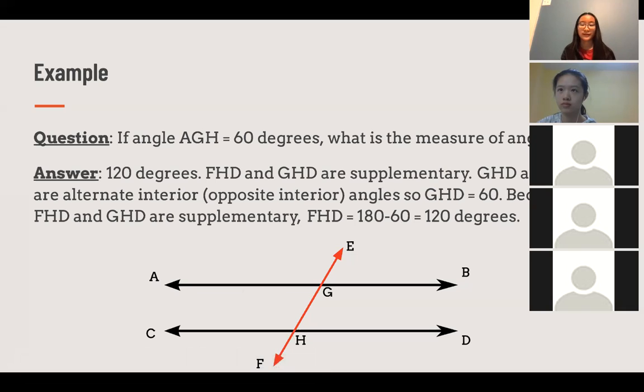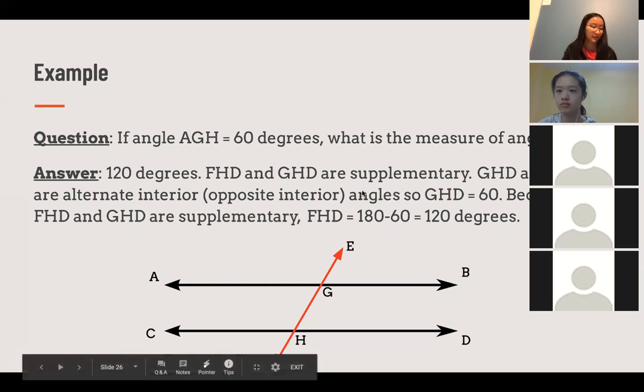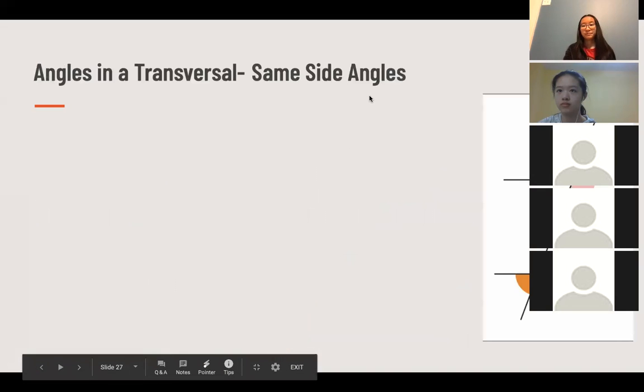Does anyone find the supplementary part confusing, or the alternate interior angles confusing? Okay, then we're going to move on.